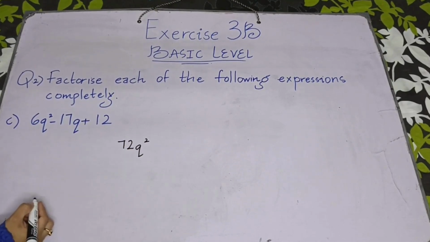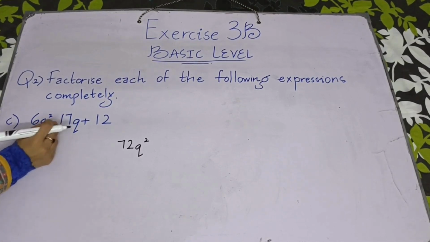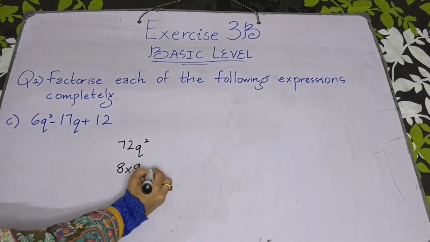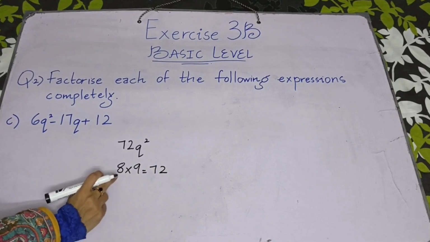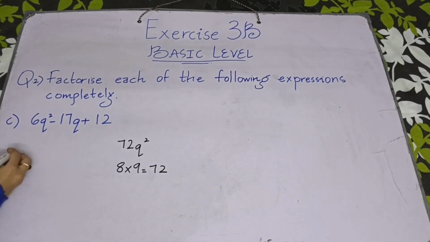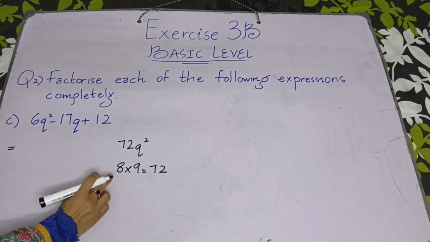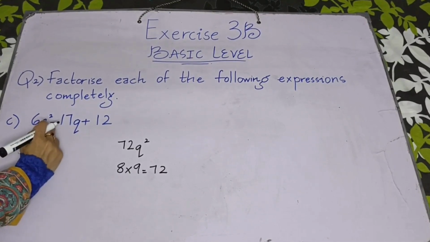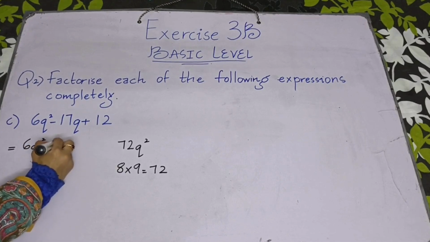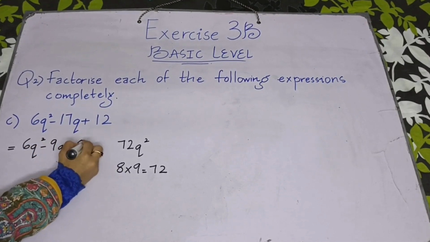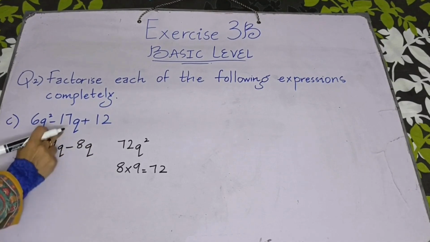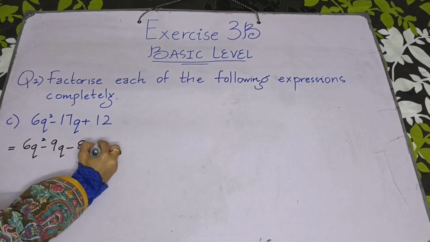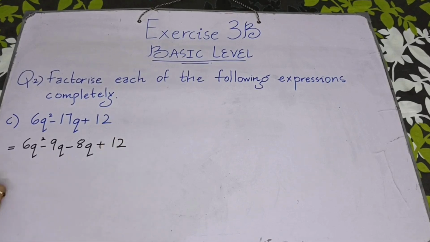72 comes in. We are going to start with a bigger number because we have to make 17. So can we take 8? Because 8 times 9 is 72, and when we add 8 and 9, it will make 17. So 6q square, the sign of minus will be with the bigger number, that is minus 9q minus 8q, because minus minus plus, 9 plus 8 is 17, and 9 times 8 is 72, plus 12.